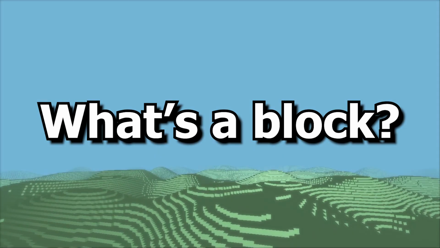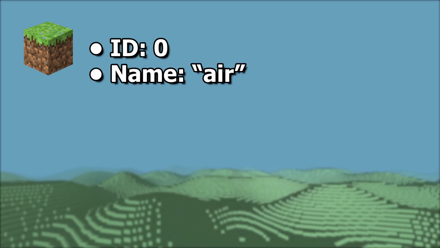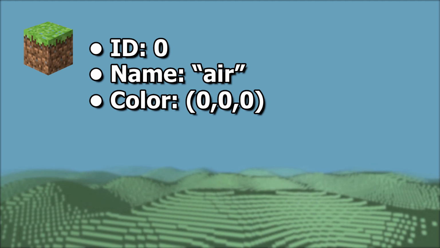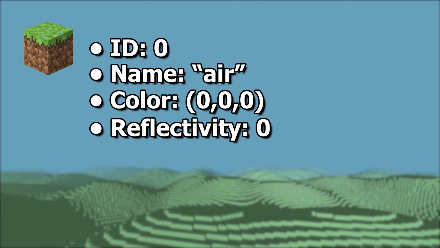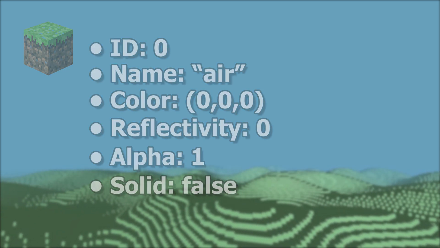So first, what's a block? It can be seen as a Minecraft block. It has an ID, a name, a color rather than a texture, as well as some properties like how it reflects the light, if it is transparent, solid, etc.